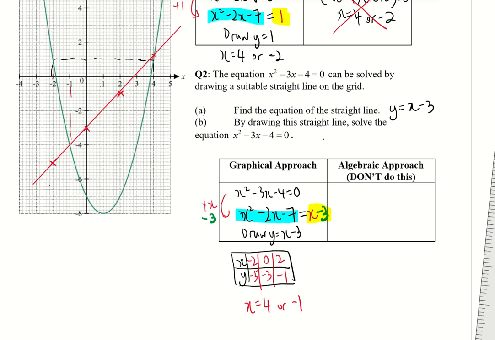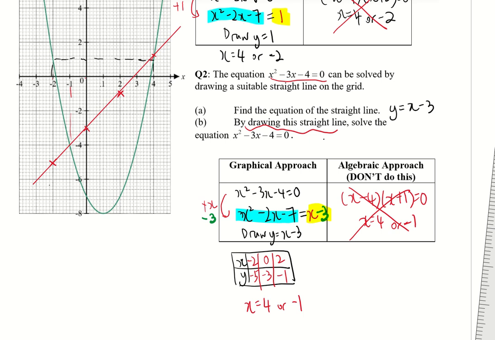What is the algebraic approach? Again, I will not want to do this. I can factorize it, x minus 4, x plus 1 equals 0, and solve it to get the same answers as the graphical approach. But I will not want to do this because the question says, by drawing this straight line. Or they could say, use your graph to solve the equation x squared minus 3x minus 4.